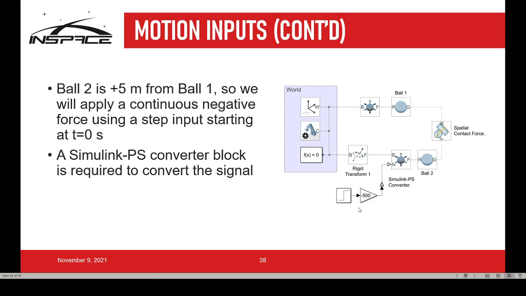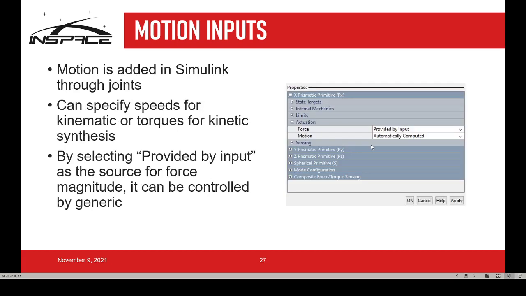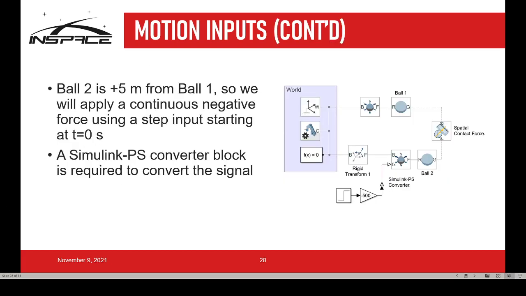Yeah, so what will happen here is it's a step input. Like I said before, step inputs are pretty much always what you use if you're ever inputting something to a system. Again, just change the 1 to negative 500, because that would be 500 newtons in the negative x direction, which we defined here, which will push it towards the other ball.